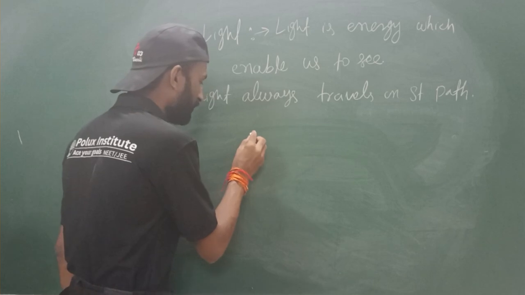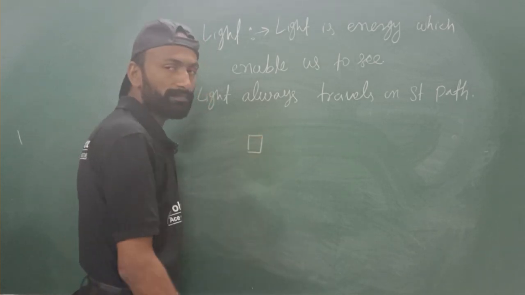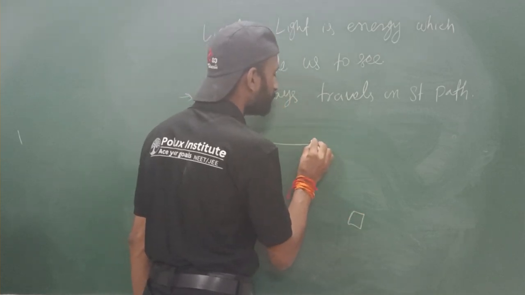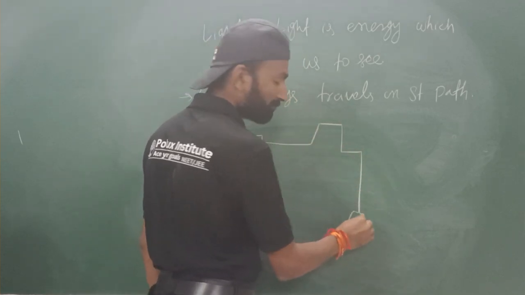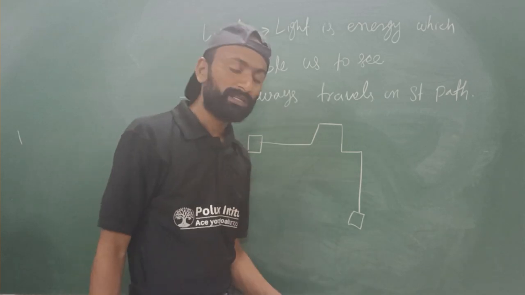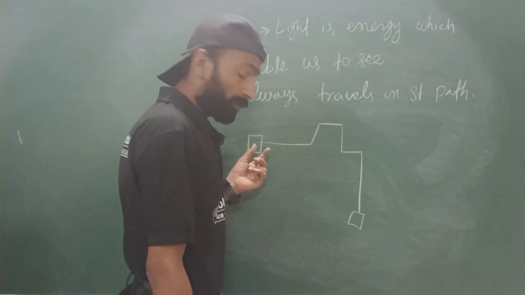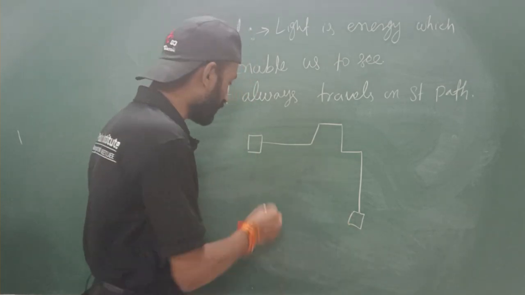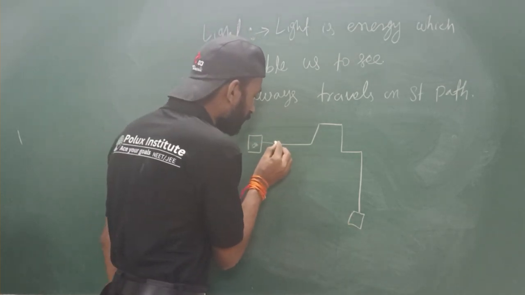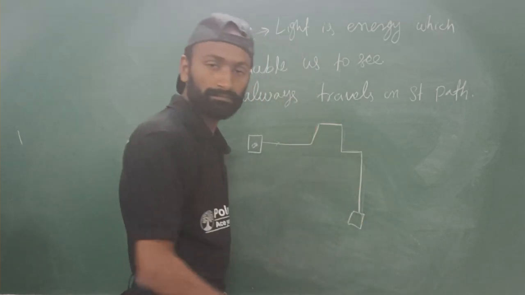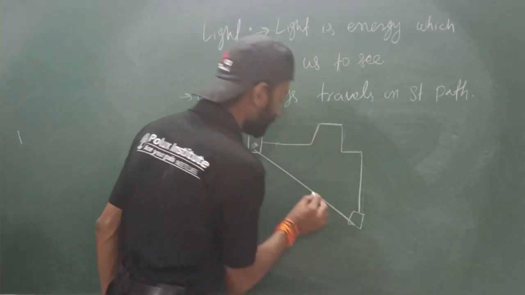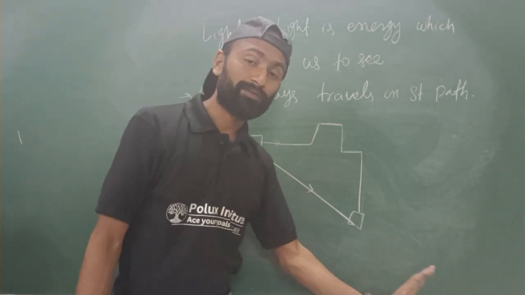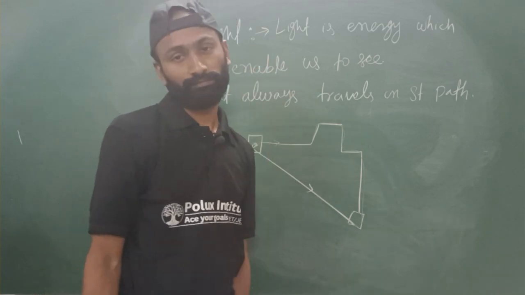It means that if your home is here and you want to send the light here, and the road is like this. Suppose this is one place, this is another place, and you want to send the light from here to here. If you turn on the light here, the light will not follow the road. It will go directly straight, on the short path. So light is always traveling on a straight path.